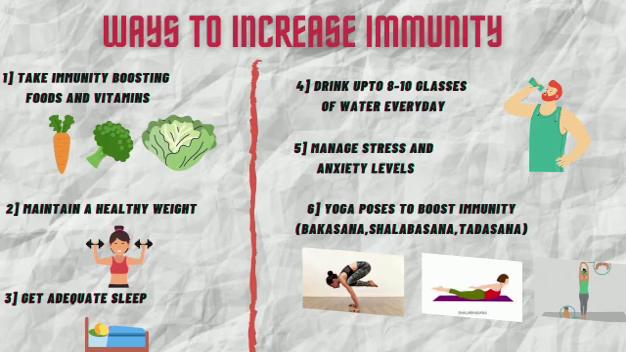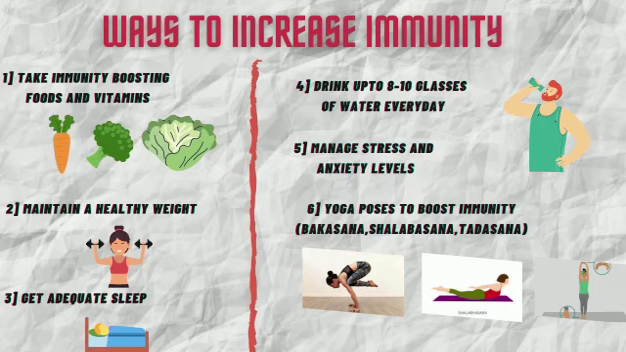Point number 1, we can take immunity boosting foods such as spinach, broccoli, sweet potatoes, carrots, green leafy vegetables, and many more. Point number 2, maintaining a healthy weight by being physically active throughout the day and not eating anything unhealthy. Point number 3, it is very important for all of us to take 7 to 8 hours of sleep to maintain a healthy lifestyle. Point number 4, one of the best ways to increase our immunity is to stay hydrated all day.